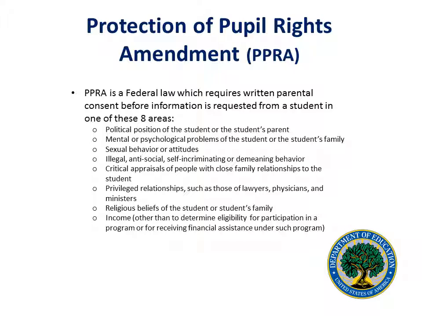Next is PPRA, or the Protection of Pupil Rights Amendment, which restricts school staff from asking for certain information unless written parental permission is granted. Among the restricted information is political position, mental or psychological illness, sexual behavior or beliefs, anything incriminating, critiques of relatives and people close to the student, any information deemed privileged, such as that between a doctor and patient or lawyer and client, religious beliefs, and any income information not related to providing assistance to the student.